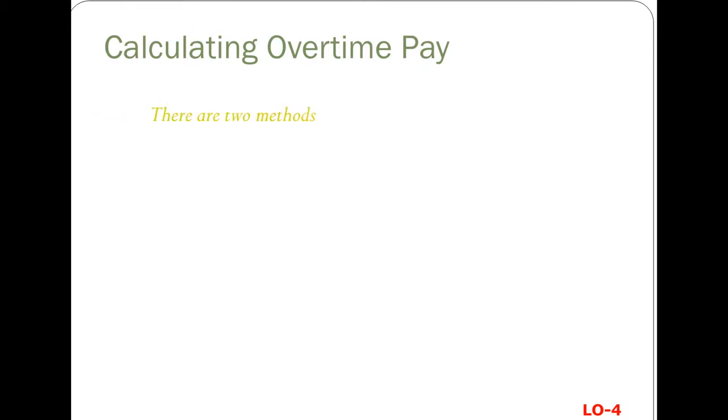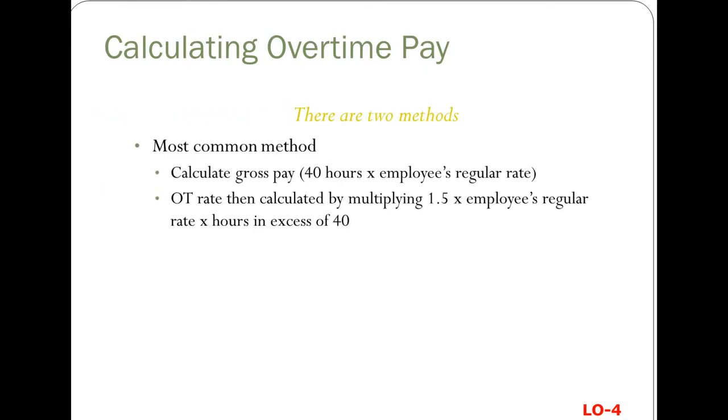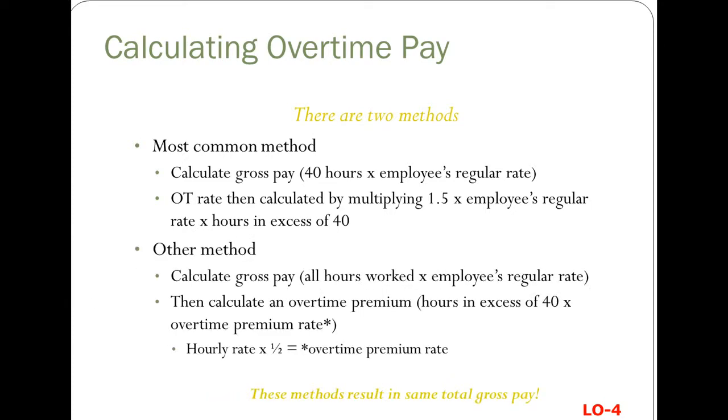So how do you calculate overtime pay? There's two methods. The most common method is you calculate the gross pay, which is 40 hours times the employee's regular rate, and then the overtime is calculated by taking 1.5 times the employee's regular rate times the hours worked in excess of 40.